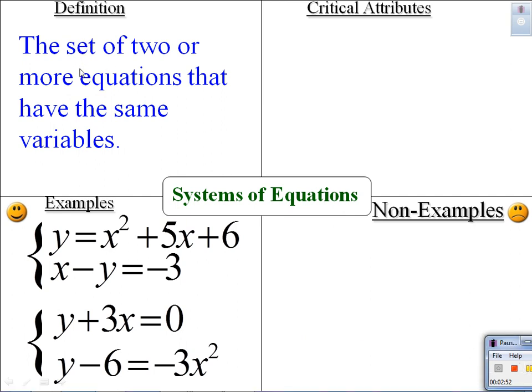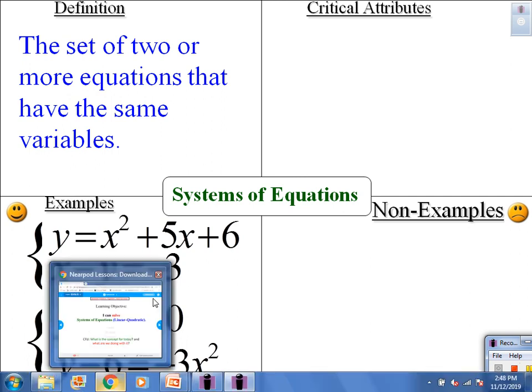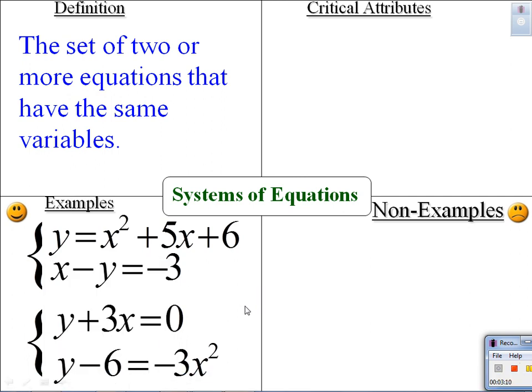All right, according to the definition, I think it's pretty obvious. It says the set of 2 or more equations that have the same variables. Here's the set. Do we have 2 or more equations? Yes. Do they have the same variables? Yes. How about here? Yes. 2 or more equations? Yes. Same variables? Yes.